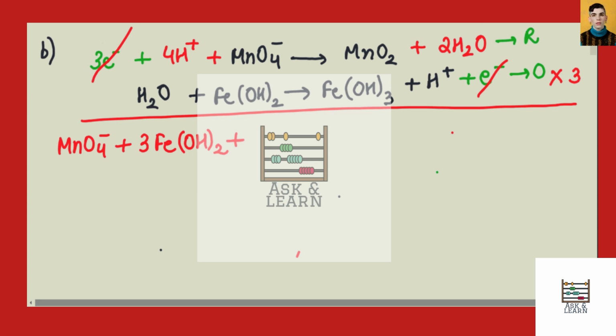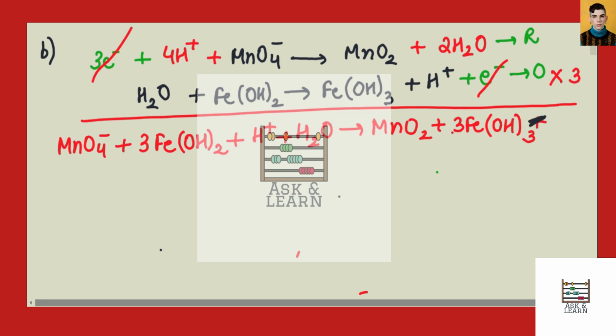and so we have 4H positive on the left hand side and 3H positive on the right hand side. So 4 minus 3 is 1, so we'll have 1 H positive ion on the left hand side. And then we have 3 water molecules on the left hand side and 2 water molecules on the right hand side, so we will be left with 1 water molecule on the left hand side, and this will go to MnO2 plus 3FeOH3 plus OH negative.